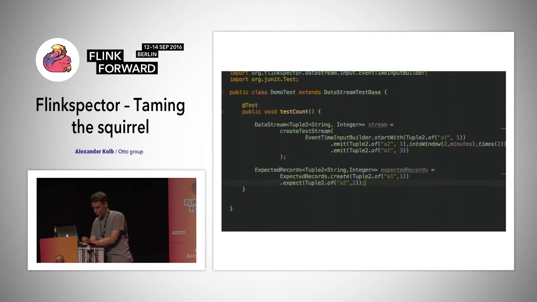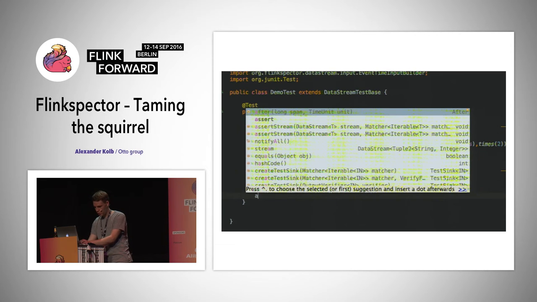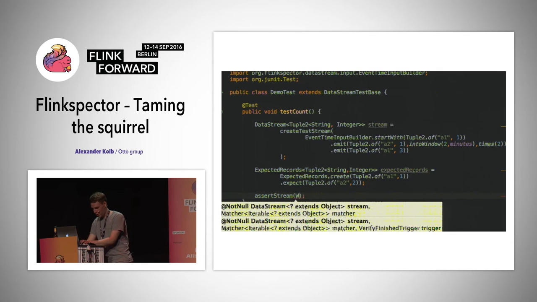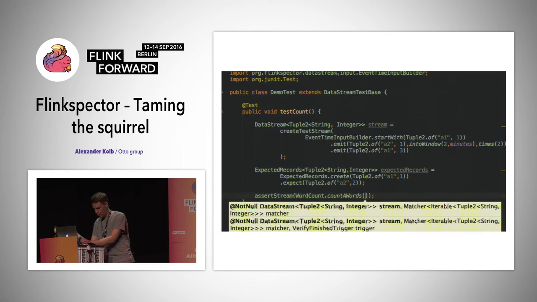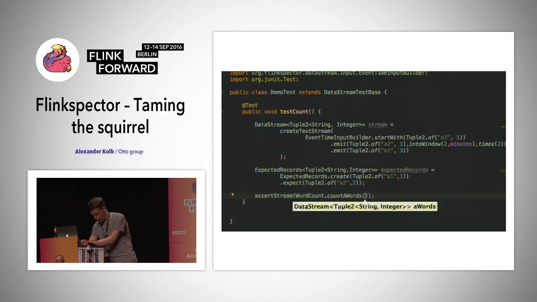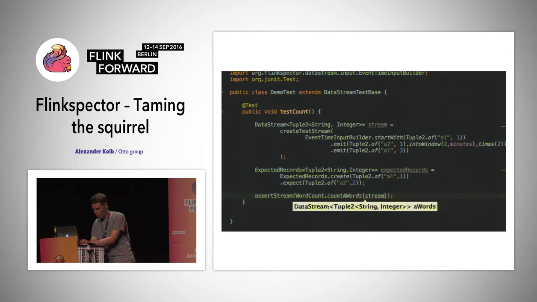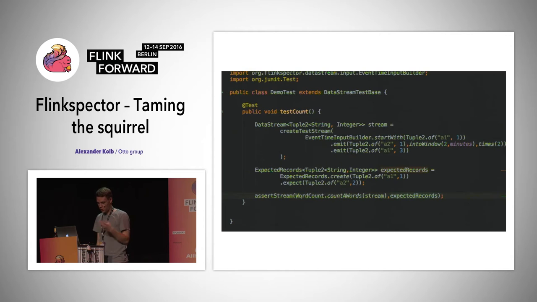This is all we need for our test. We just need to include the actual thing we want to test, which is of the word count class. We want to test this transformation, so now we put in the stream, and we tell it our expectations. This is all you need, and now you can run it if you use the right shortcut.